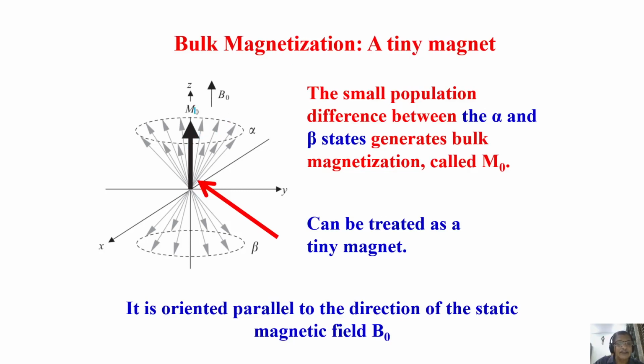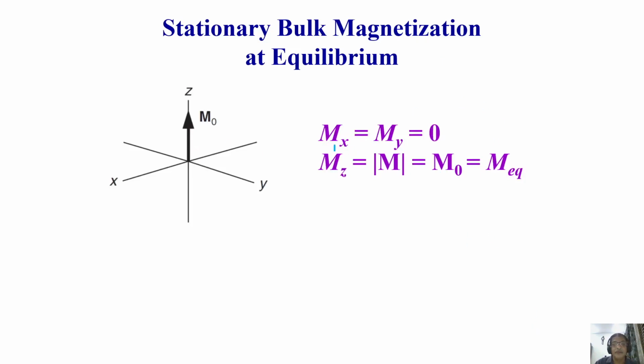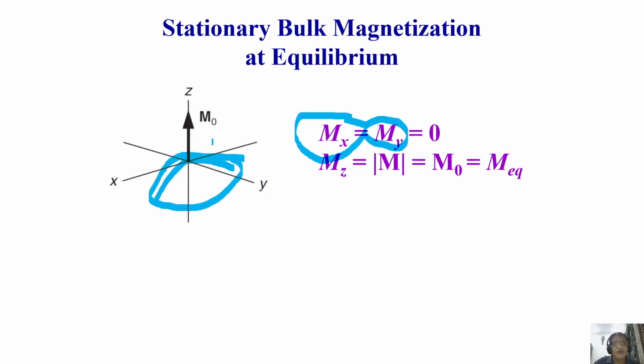We are talking about thermal equilibrium. In thermal equilibrium, because of the random phase approximation and all the vector addition we did, we have magnetization along the z-axis. This bulk magnetization is parallel to the static field and is also static. At thermal equilibrium, the mx and my components of the bulk magnetization are zero. Even this bulk magnetization I can resolve into x and y components. Now mx and my are zero. We only have M0, and it is stationary.